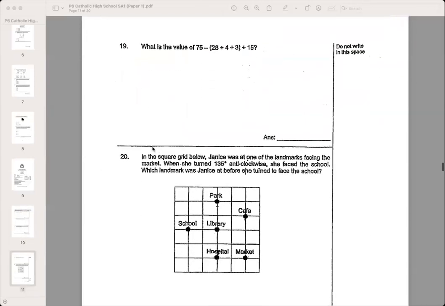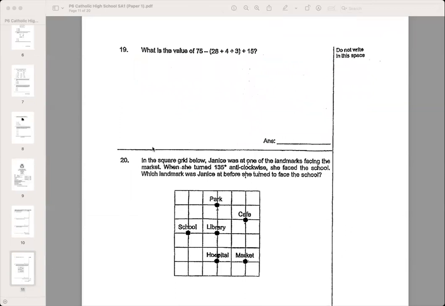Question 19. Okay, so this is actually a division. So what I will do is, let me copy down the question again. 75 minus 28 divided by 4 plus 3 plus 15. So always do the division first. 28 divided by 4 is 7. Okay, then copy down this plus 3. Copy down the rest exactly as what it was.